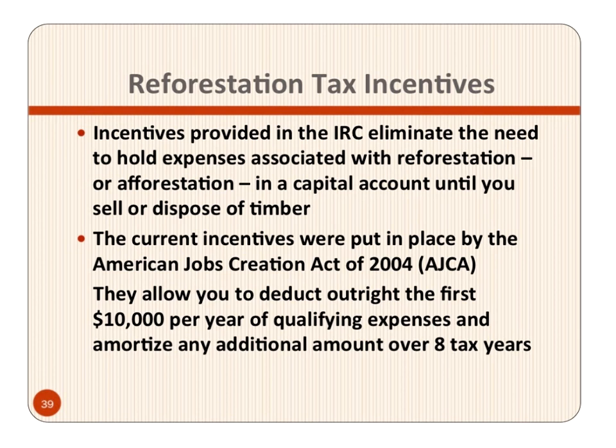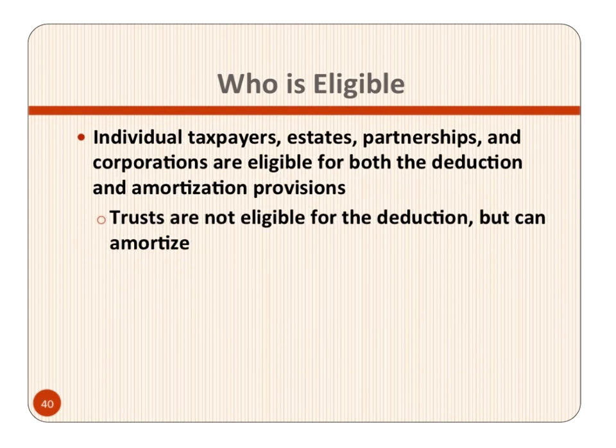They allow you to deduct outright the first $10,000 per year of qualifying expenses and amortize any additional amount over 8 tax years. Okay, so I'll talk about those in more detail coming up, but who's eligible for these provisions is individual taxpayers, estates, partnerships, and corporations are eligible for both the deduction part and for the amortization part.